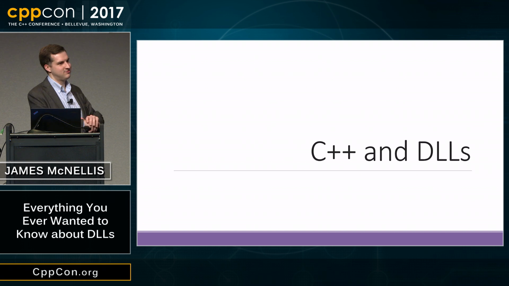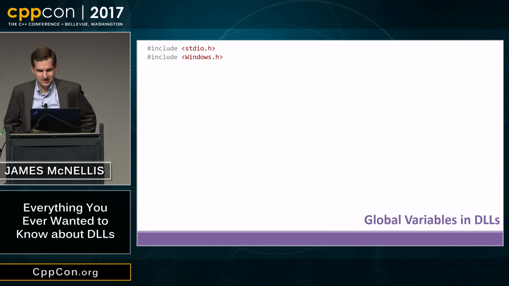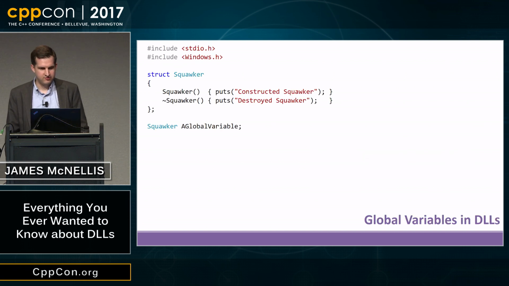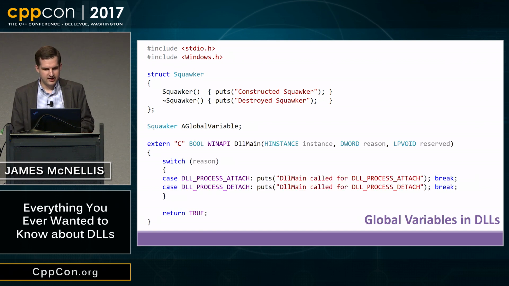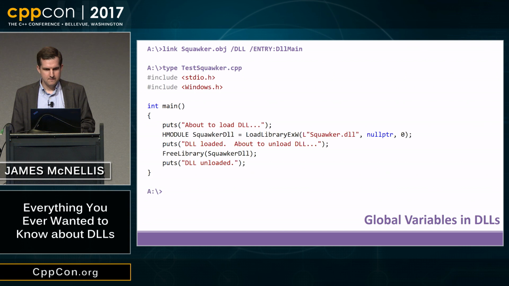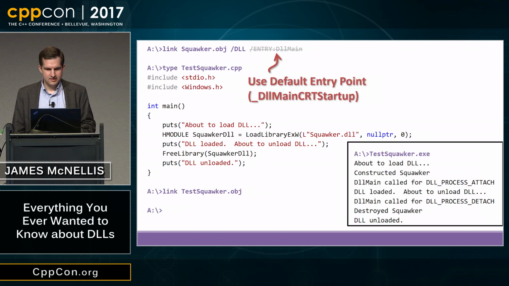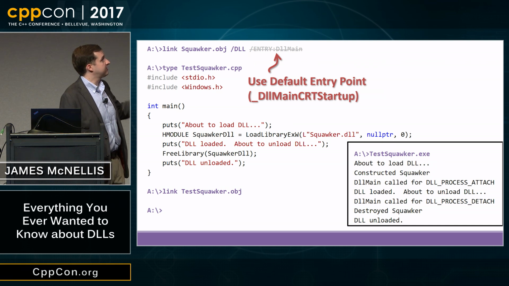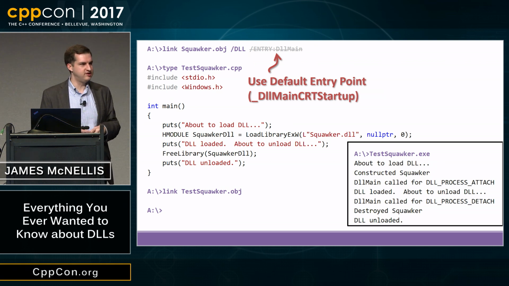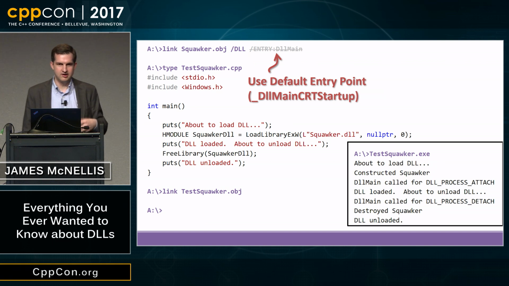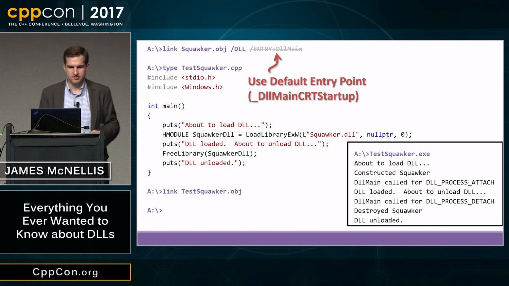So this is CppCon. I figured I should probably talk a little bit about C++ and DLLs. First off, you can have global C++ variables in DLLs, but you have to use the default entry point. Basically, the CRT provides this entry point named DllMainCRTStartup. If you provide your own DllMain, it will call that automatically. But the CRT entry point does a bunch of other things that are necessary in order to do C and C++ inside of your DLL.